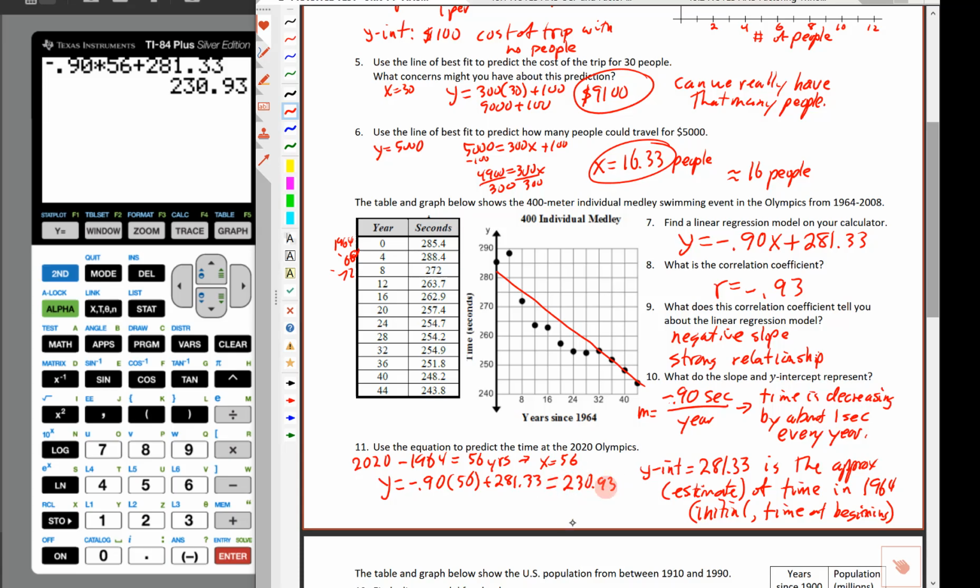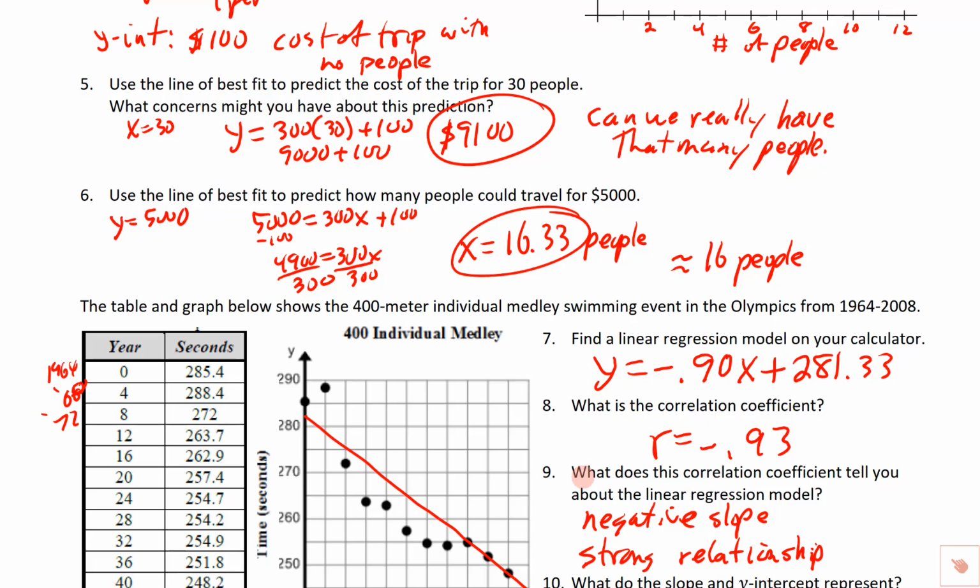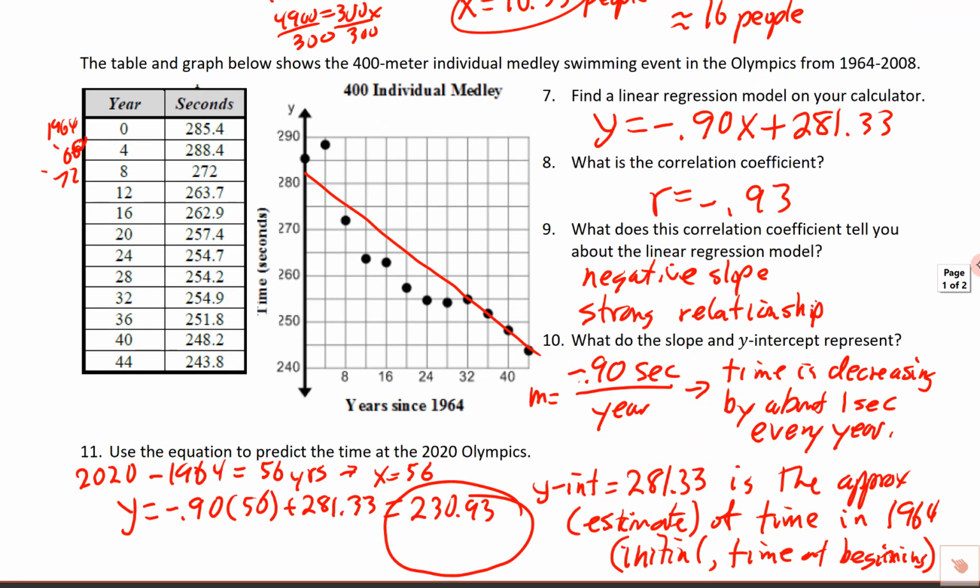Now, it would be really good if we put a label on that. Because that's a Y value, and we put in the years, this should be seconds. So in 2020, we're predicting that it's going to take about 230 seconds, so less than 4 minutes. We go from well over 4 minutes in the 60s to well under 4 minutes in 2020. So I guess we'll see how that goes.